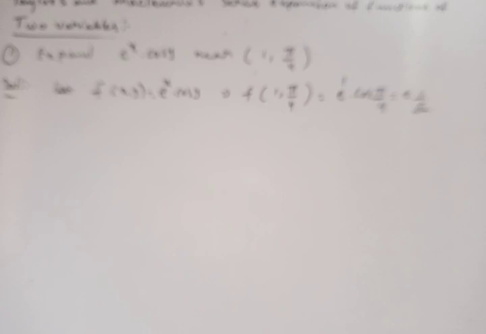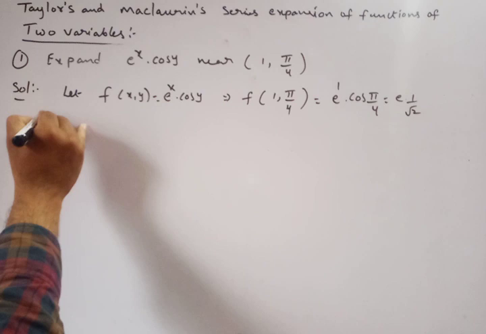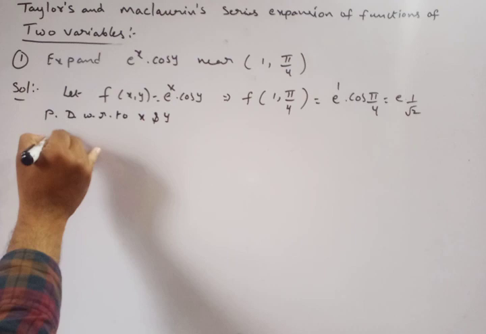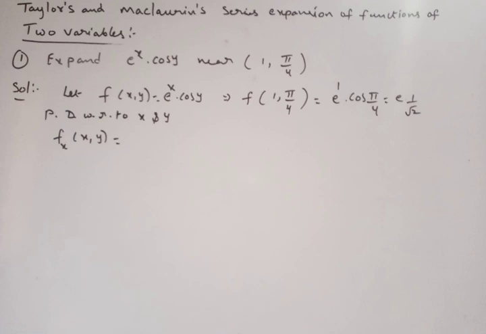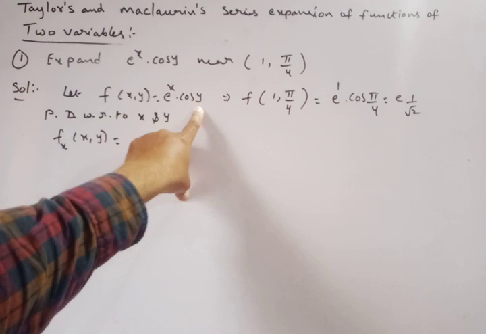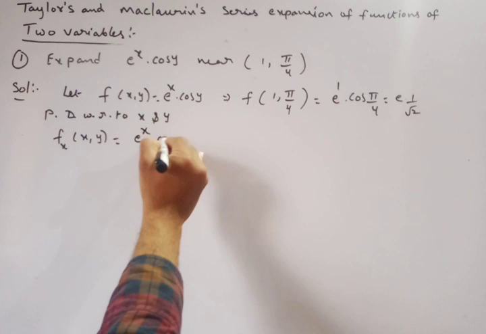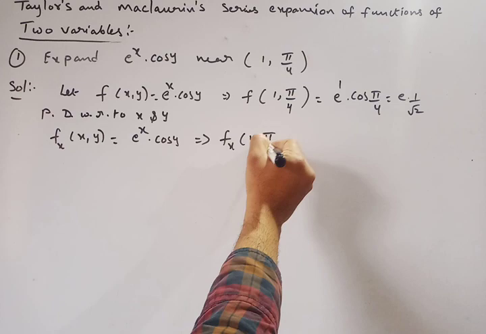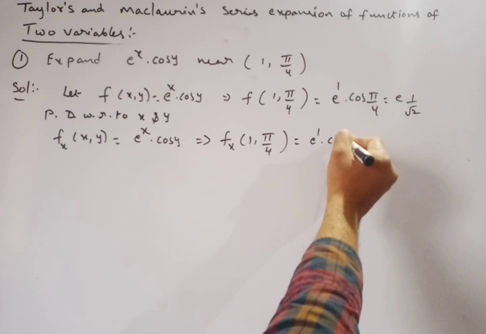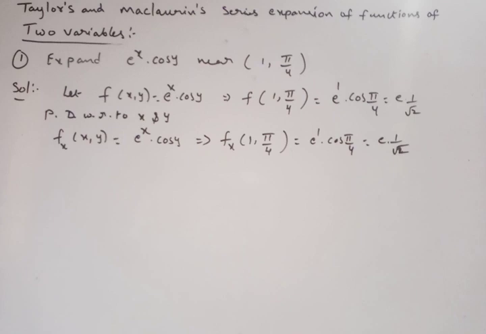Next, partially differentiate with respect to x and y. So fx of x comma y, first I am doing with respect to x. Whenever we are doing the partial derivative with respect to x, y terms are constant. If you are doing with respect to y, x terms are constant. So e power x differentiation is e power x only, and cos y is as it is. Now calculate fx of 1 comma pi by 4: in place of x write 1, and in place of y write pi by 4. Again e into cos pi by 4 is 1 by root 2, the same thing we are getting, right?